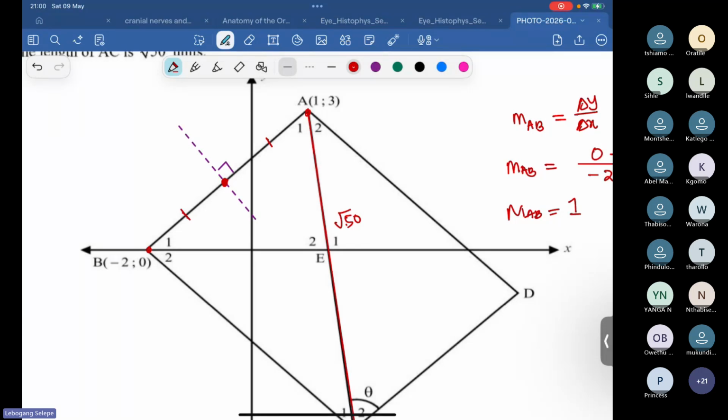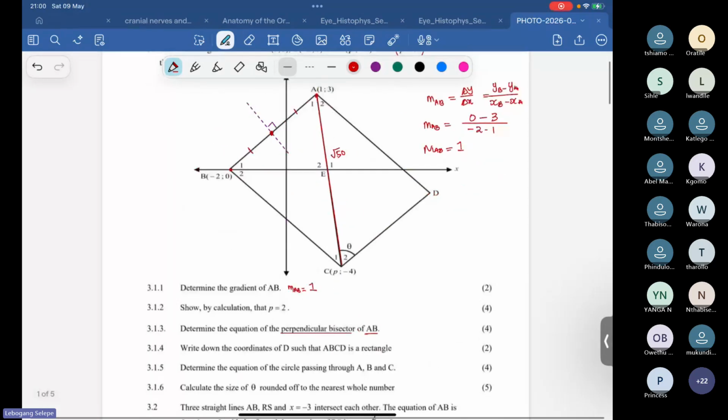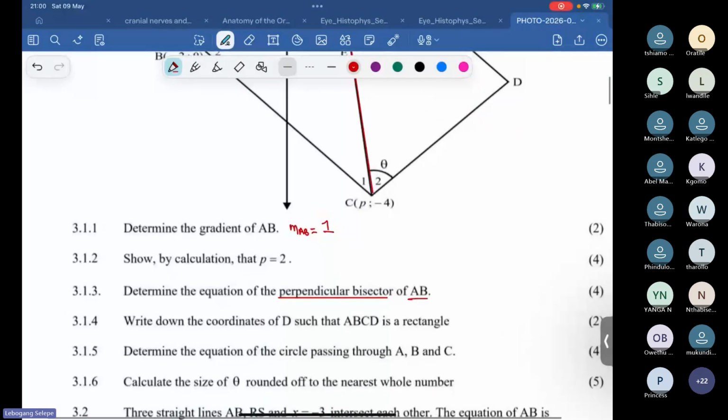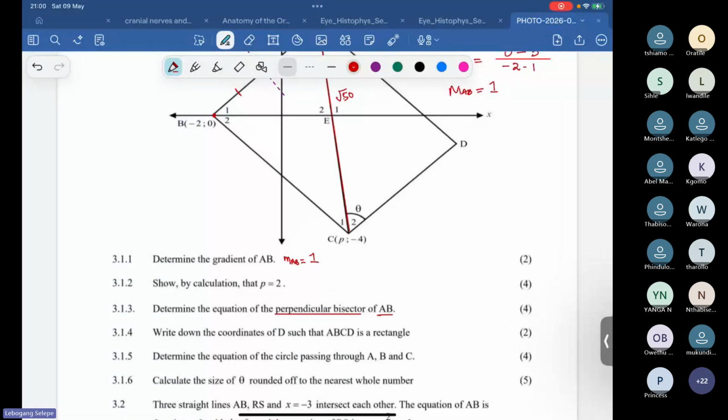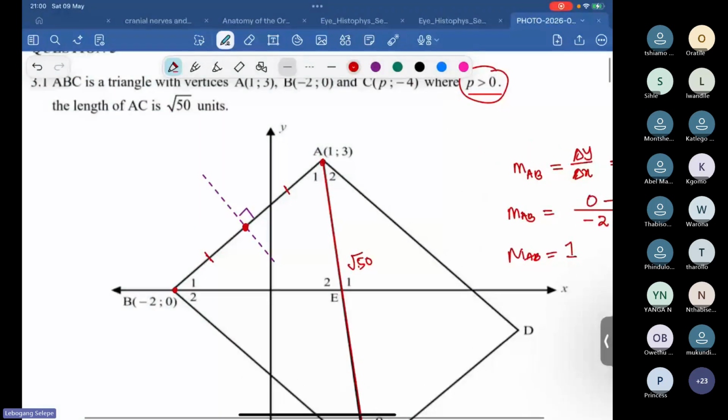Two, it's perpendicular to AB because they said it's a perpendicular bisector, right? So we need to determine the equation of that line. That's what the question said. It said determine the equation of the perpendicular bisector of AB, right? So now we are saying, how do I determine that? Remember that for you to determine the equation of any given straight line, one, you need to have its gradient.